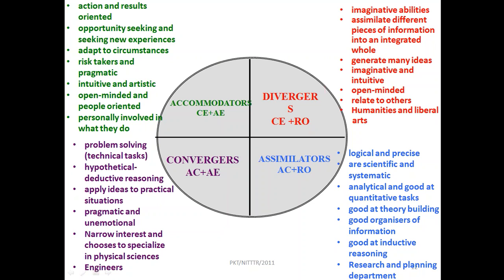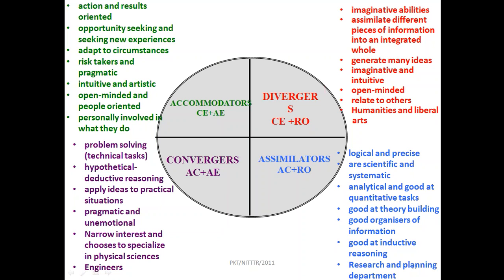And if you look at the fourth category, these are the assimilators. Assimilators are very logical and systematic. They try to analyze quantitative data and come to a conclusion. They are very good at building theories, and they indulge in inductive reasoning. That means they have examples, and from a variety of examples they come to the conclusion. And they are very good as far as research and planning activities are concerned.